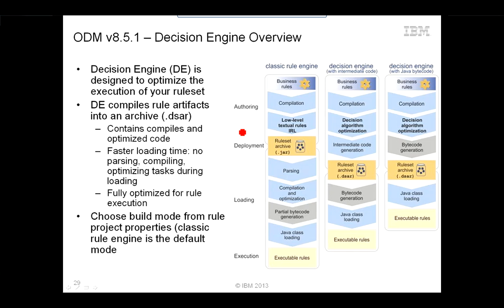So ODM 8.5.1, you will see this, maybe not so much, but 8.5.1. Now Decision Engine is available for all distributed systems. So you might say, what? What is Decision Engine? Decision Engine was first introduced in version 8.0.1 for z/OS.